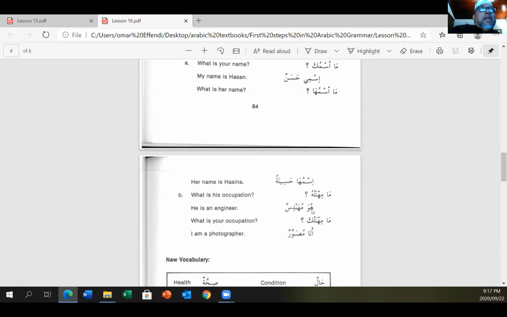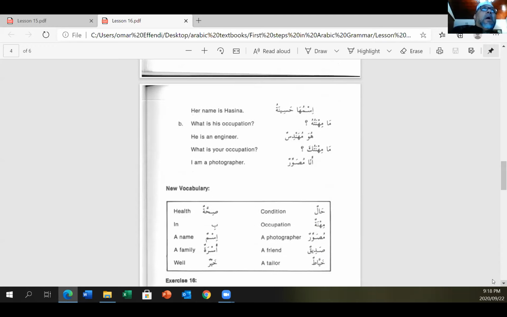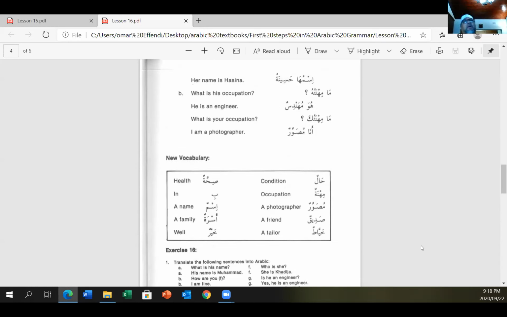And here, for example, ma mihnatuka, what is your occupation? He's a photographer. Say, ana musawwirun. I am a photographer. Okay? أنا مصور. So obviously we use أنا. If you say I'm a carpenter, ana najarun. Najar is a carpenter. Ana najarun, I am a carpenter.